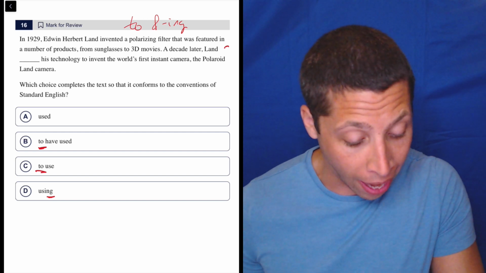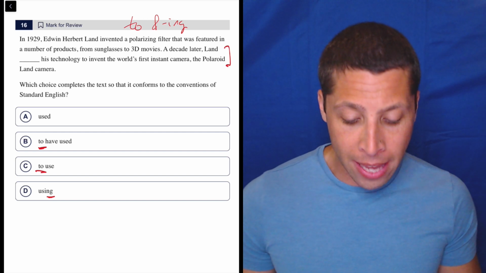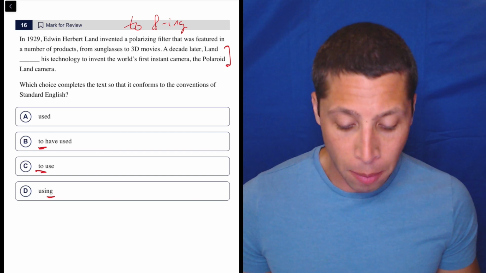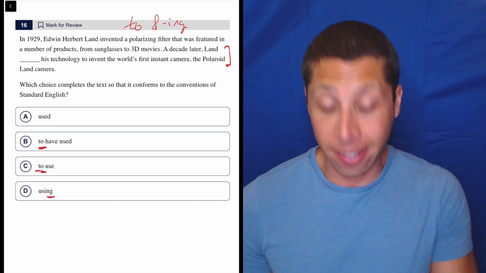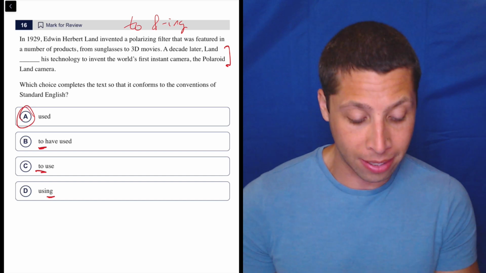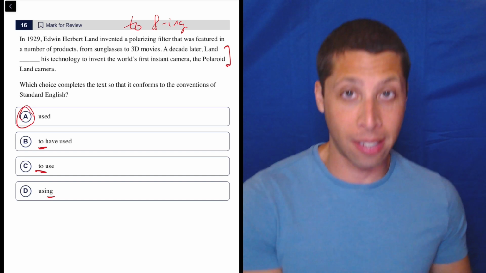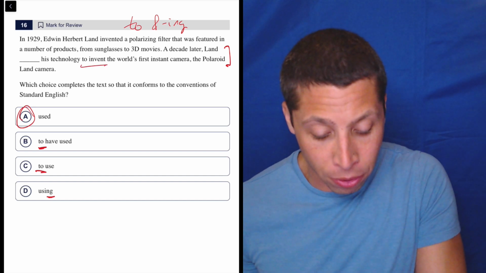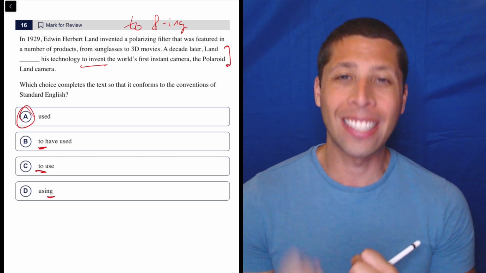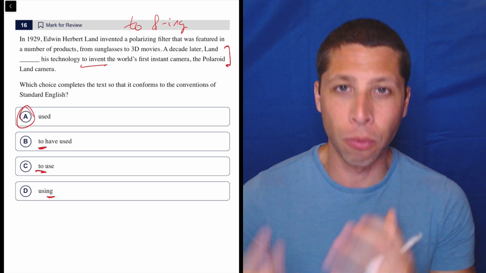So let's just take a look at the sentence. A decade later, Land blank his technology to invent the world's first instant camera, the Polaroid Land camera. And so A is the answer, kind of for the same reason it was on question 15. It's the main verb in the sentence. Land used his technology. But I will point out that after that, we have the to form, because when we have two verbs in a row, the second one is usually in that to form, the infinitive.